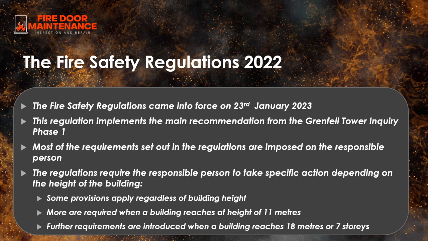The main purpose of the fire safety regulations was to put more onus on the responsible person for the building to carry out specific actions in relation to the fire safety of the building in order to keep people safe in the event of a fire. The action that a responsible person needs to take under this regulation is dependent on the type of building they are responsible for. A lot of the responsibility is dependent on the height of the building.